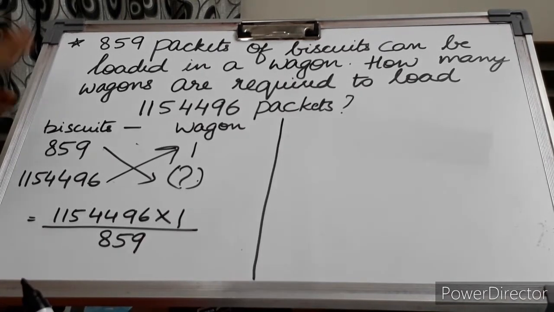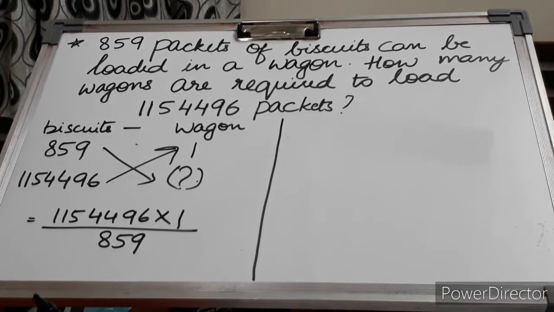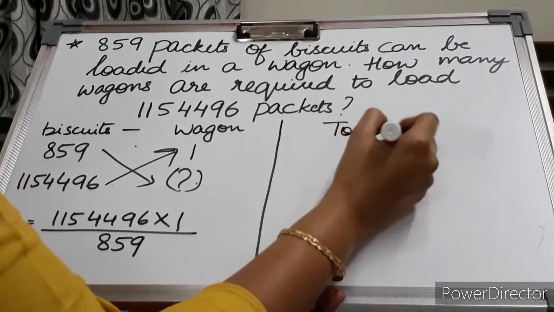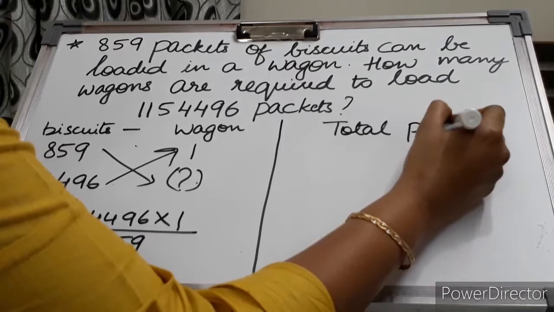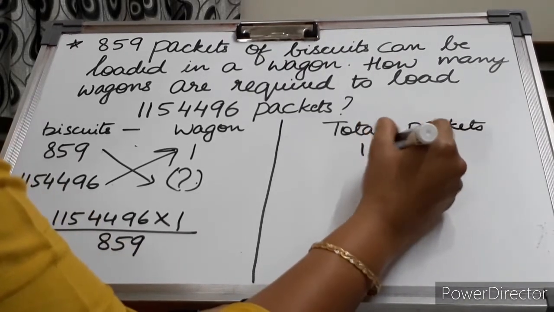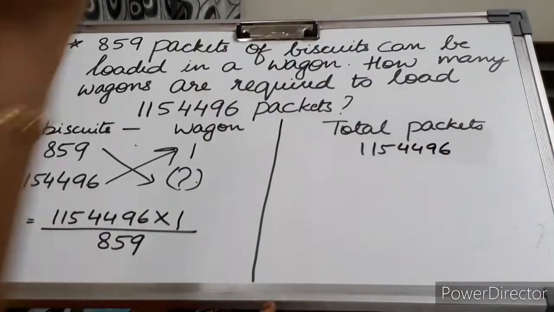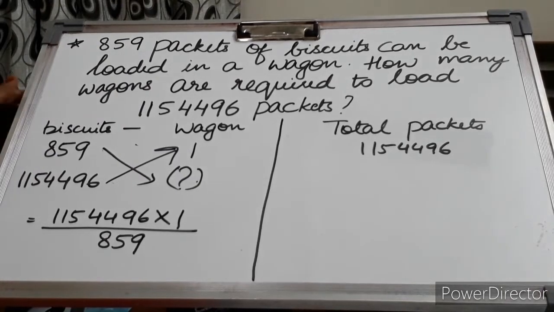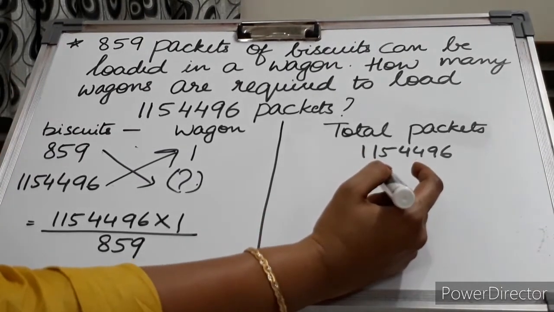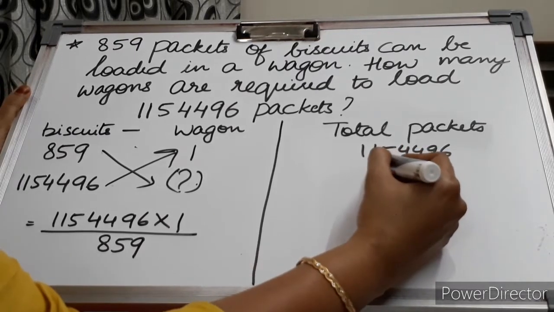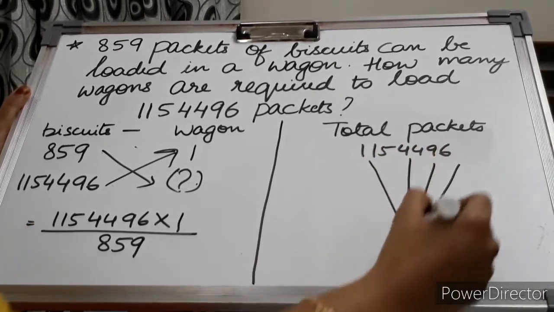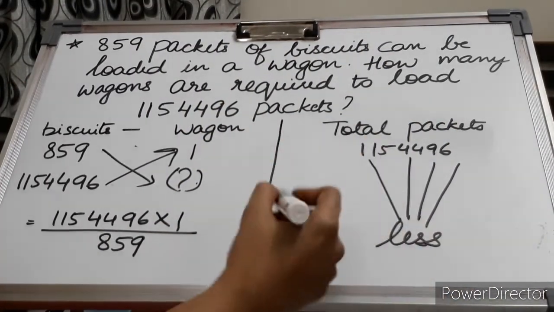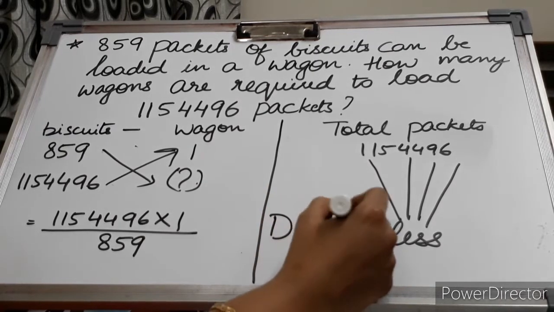Okay. Now if you want to understand it concept-wise, what is given here is the total number of packets. We know the total packets given as 1154496 number of packets, and we have to find how many wagons are required. So we can understand here we have to find for less thing. Okay, so what we have to do? We have to find for less. We have to understand this concept here. So we will do division. So what we have to do here is divide.